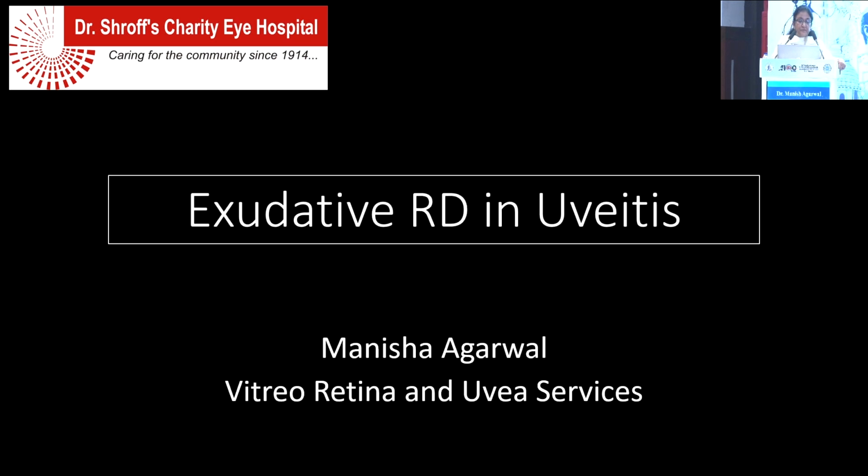However, the site of inflammation is extremely important in predicting the risk of development of an exudative RD. And if you have inflammation involving the posterior uvea, it has a higher propensity to develop exudative retinal detachment, examples being posterior scleritis, posterior uveitis, and panuveitis. The common causes of exudative detachment in uveitis can be any one of these.